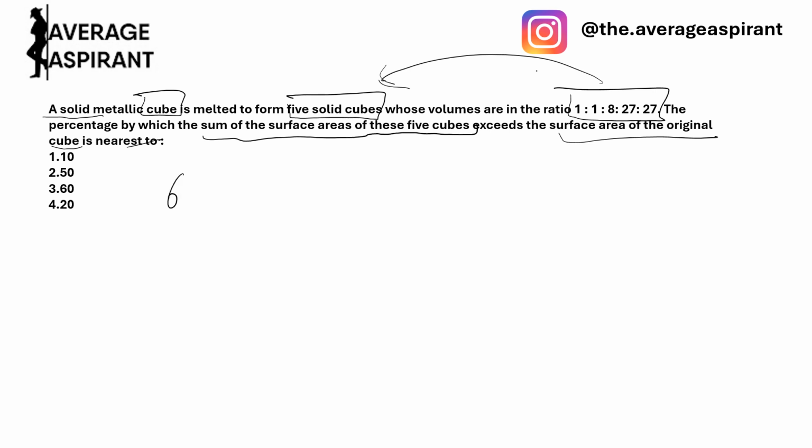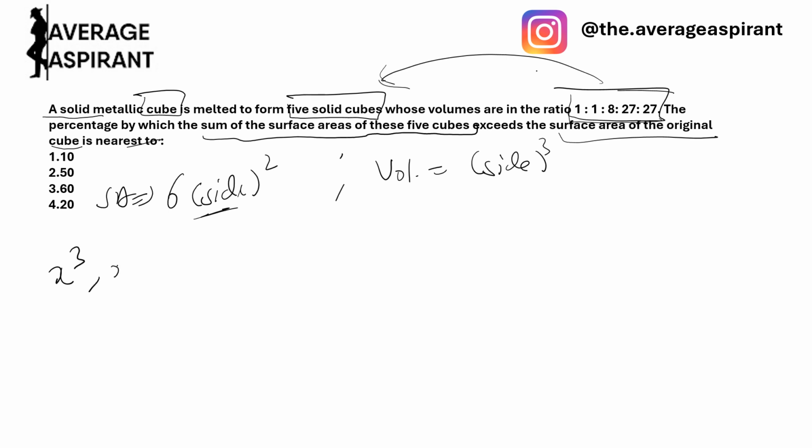So if you don't know, the surface area is 6 into side square. So for the ratio, we need the side, and your volume of cube is side cube. So these are in the ratio of this. So let's assume the volumes are x cube, 8x cube, 27x cube, 27x cube. What we have done is we have simply multiplied them by a constant x cube, so it doesn't change anything, right?